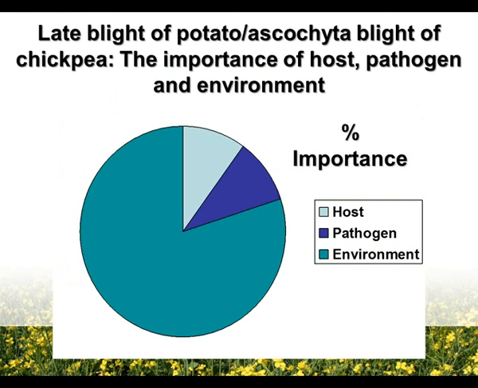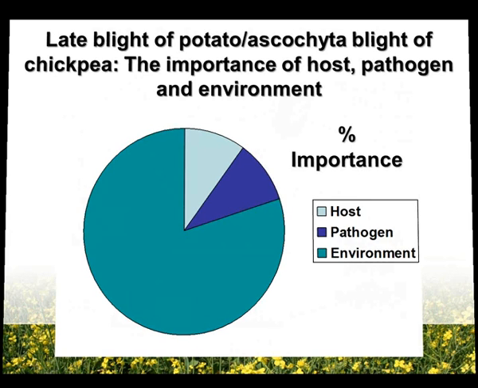Late blight of potatoes and ascochyta blight of chickpeas are sort of the extreme. Here, the environment is the overriding factor. It's the primary factor driving epidemics of potato late blight and ascochyta. So you can have a forecasting system based solely on weather conditions for potato late blight, and it's been very effective in assisting potato producers in terms of initiating their spray programs and how frequently they put on fungicide in their crop during the growing season.